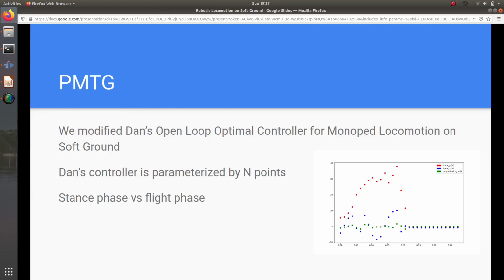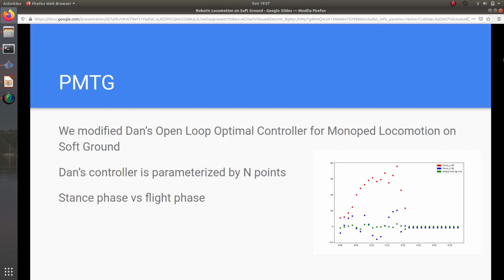To create a PMTG architecture, we needed a trajectory generator. We modified Dan's open-loop controller for monoped locomotion on soft ground to fit our needs. Dan's controller is parameterized by endpoints. These points define 3 separate curves over time. Each curve defines a component of the planar wrench that the foot should exert as it locomotes on soft ground.